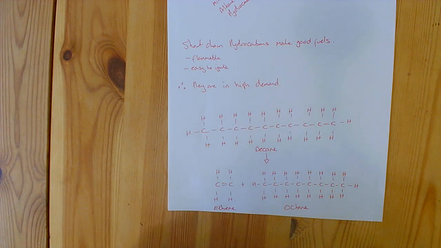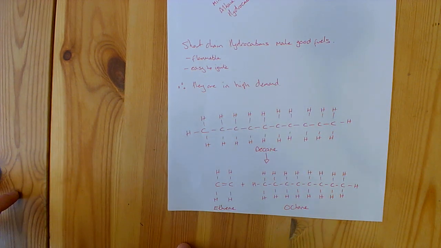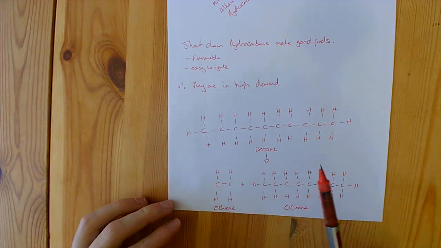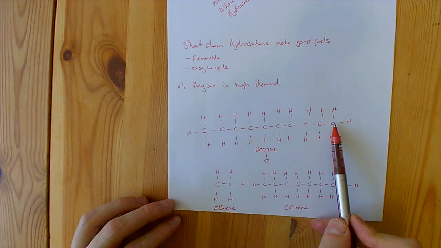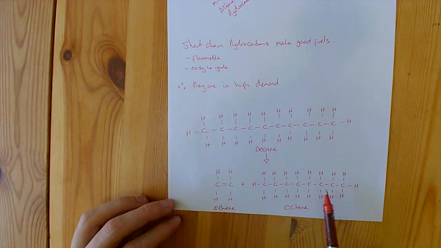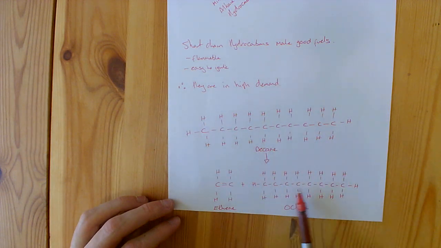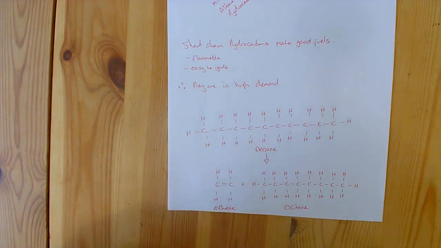Now, sometimes you just get one alkene, one alkane. Sometimes you're going to get 2 alkenes, one alkane. But you will always get at least one alkene. And what you'll notice is, I started with 10 carbons. I've ended with 10 carbons. I started with 22 hydrogens. I've ended with 22 hydrogens. So it's really important that it balances. But you are always guaranteed to get at least one alkene.